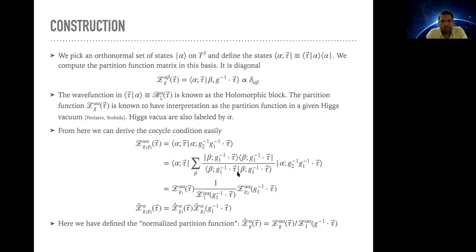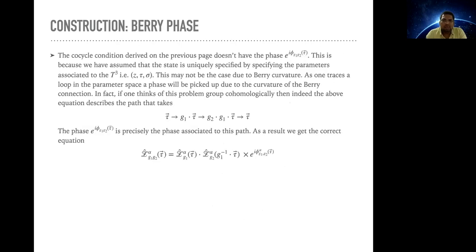So now, what we are obtaining here is that this is equal to this. Where is the phase? This phase, we don't see it here because we assumed something that was too strong. We assumed that the state is labeled by these parameters tau. That's what we assumed, but this need not be the case.